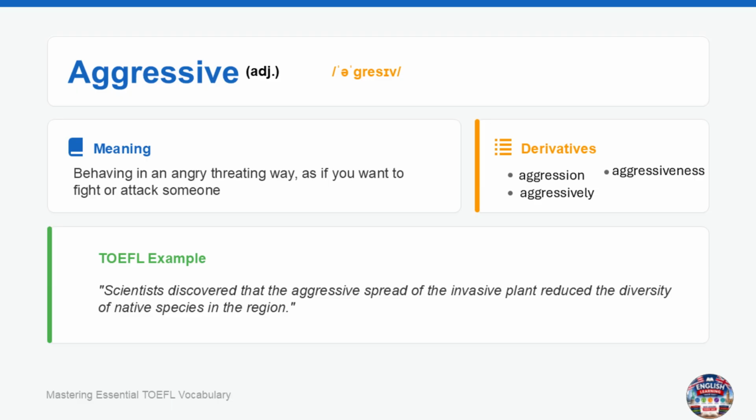Exactly. Listen to the example. Scientists discovered that the aggressive spread of the invasive plant reduced the diversity of native species in the region. Here's your question. Why were scientists concerned about the invasive plant? Because its aggressive spread reduced the diversity of native species. Now the derivatives. Aggression, aggressively, aggressiveness. So aggression is the noun. That's right. Let's continue with our third word.